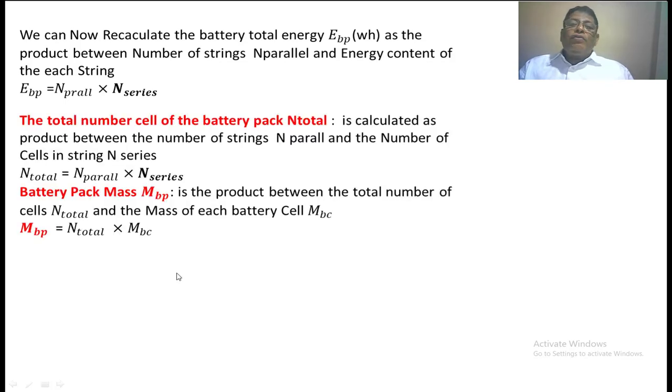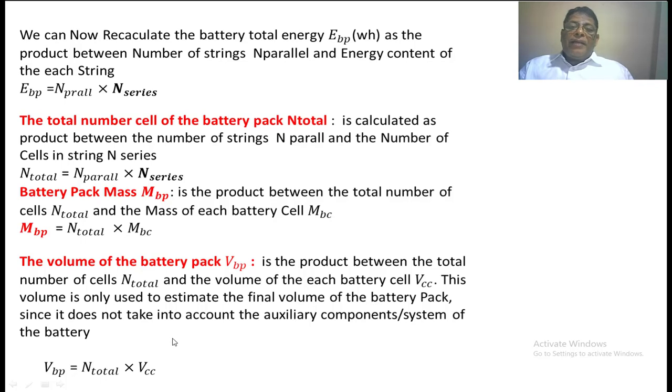Next we are going to find out the battery pack mass. We know the mass of each cell, which we multiply by the total number of cells, and that gives the total mass of the battery pack. Next, the volume of the battery pack. Once we decide which battery cell we are going to keep in the battery pack, we know the volume of the cell also. So the volume of the cell times the total number of cells in the battery pack gives the total volume of the battery pack.